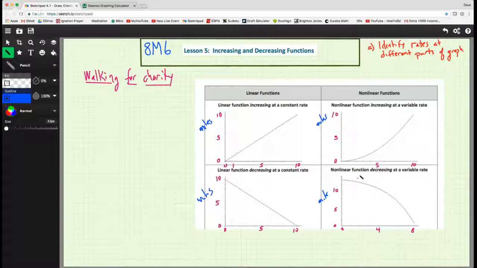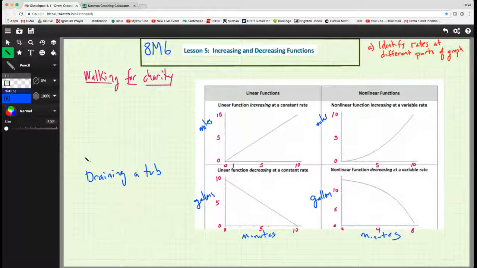Well, let's look at that. Let's just look at the top 2 this way. We're going to look at these top 2 in terms of miles walking for charity. And on the bottom, we're going to look at it as draining a tub. So this is going to be gallons, and this is going to be minutes. Okay, so we'll focus on that one in a second.